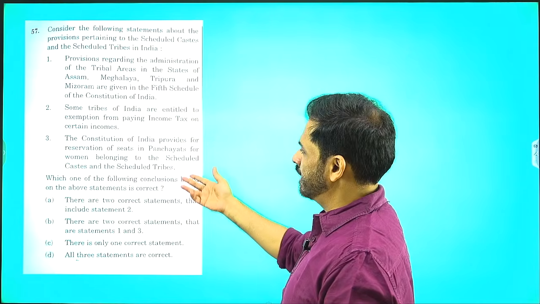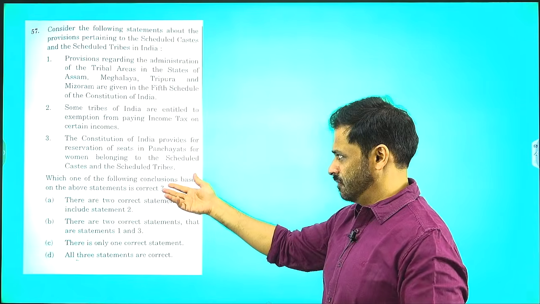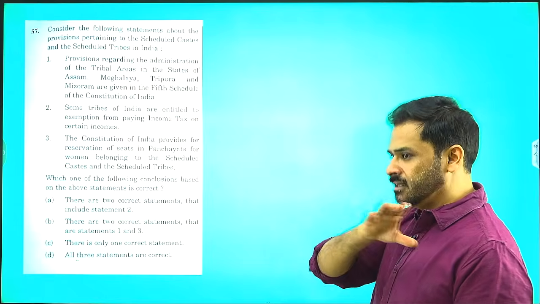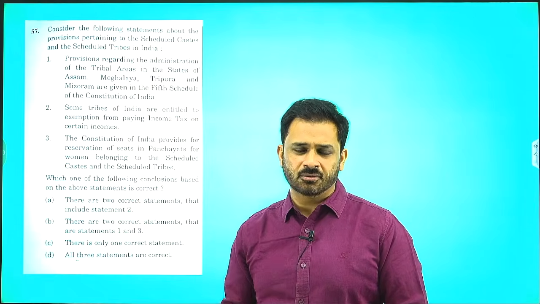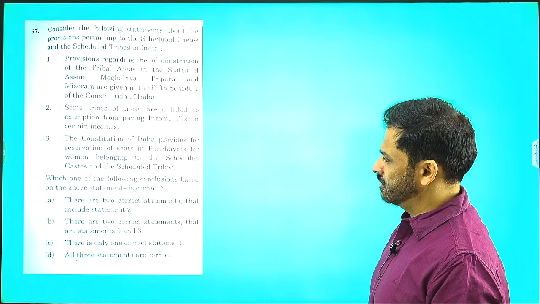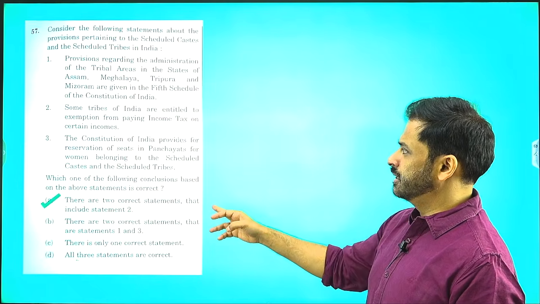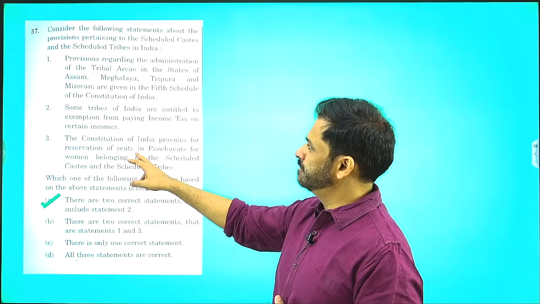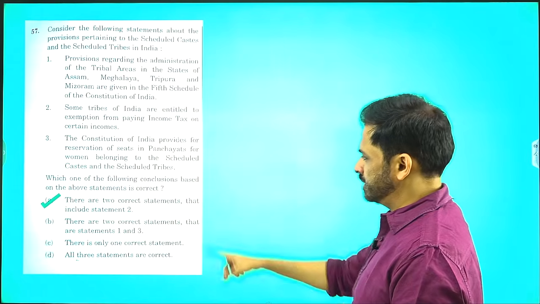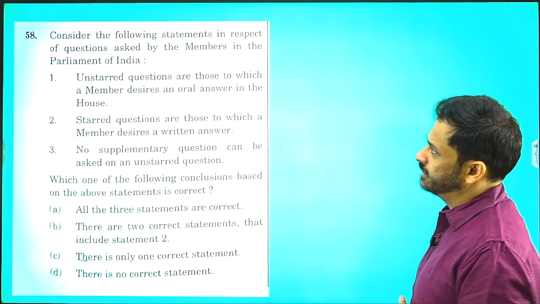The Constitution of India provides reservation of seats in panchayats for women belonging to SC/ST. There is a further horizontal reservation within the vertical reservation. So obviously within those categories also reservation is there. There are 2 correct statements here, the second and the third. 2 and 3 is correct, and it includes statement 2. So A is the answer for 57.